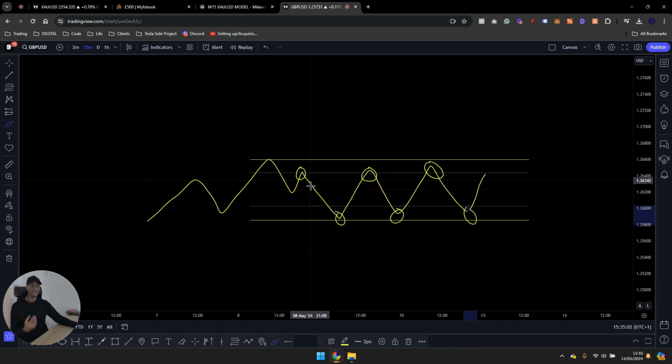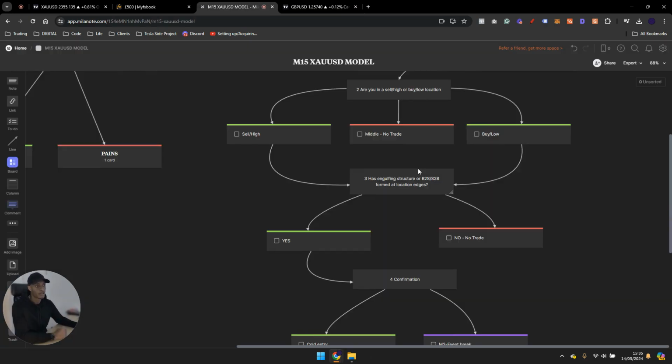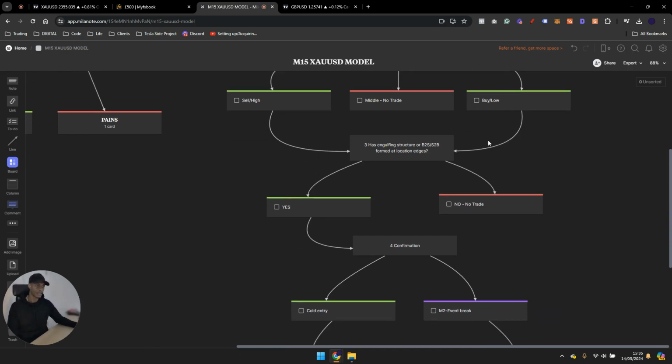Perfect. So anything that's happening in the middle, so let's say we get an order block form in the middle here, we don't want to take that trade, right? Our plan has set that up for us. It's defined that for us. So we understand that we have to be in a sell high or buy low location in order to take a trade. But what do we look for? What's our plan telling us, right? This is where we start getting to more strategy. Has an engulfing structure or buy to sell or sell to buy formed at location edges? So if that's yes, then we can go into confirmation.